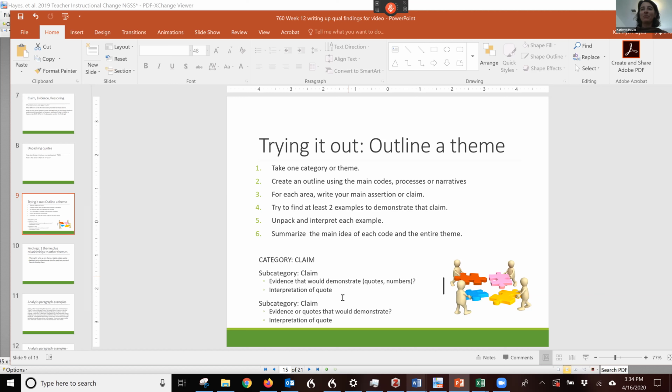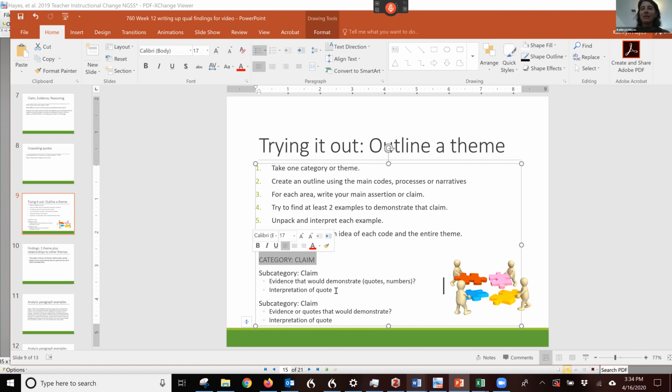So here's an example of what it might look like, right? You've got your main claim or your theme, then you've got your subcategory claim and your evidence that would demonstrate it, then your interpretation of that evidence, right? Then you've got another claim, your evidence that would demonstrate it, and your interpretation of that evidence. So even though the Hayes paper and the Narian paper are very different in audience and seem different in format, they're actually not that different, right? They both are making claims, using evidence to support that claim, and connecting that ultimately to theory and to the literature and trying to explain why something is happening.